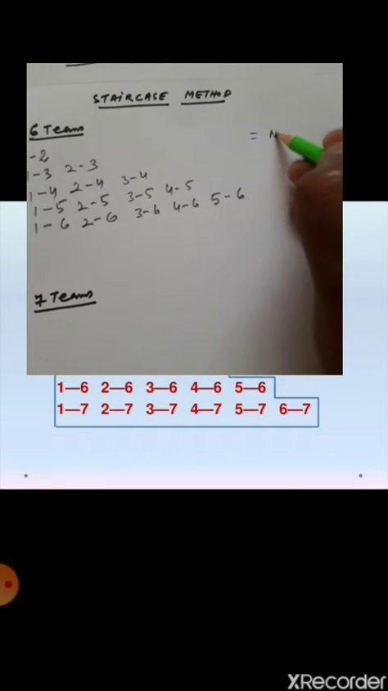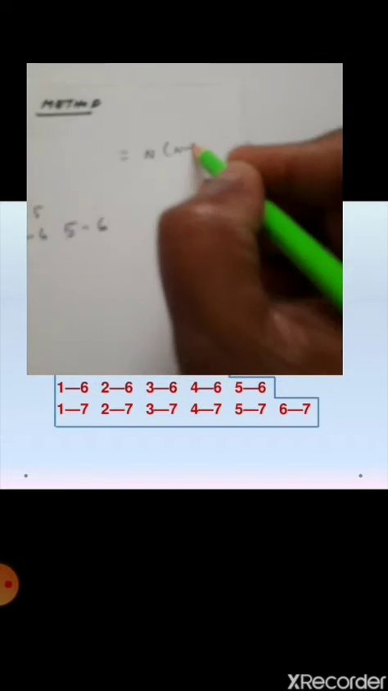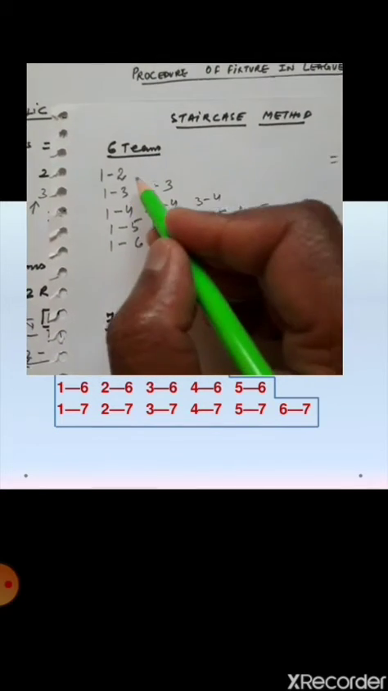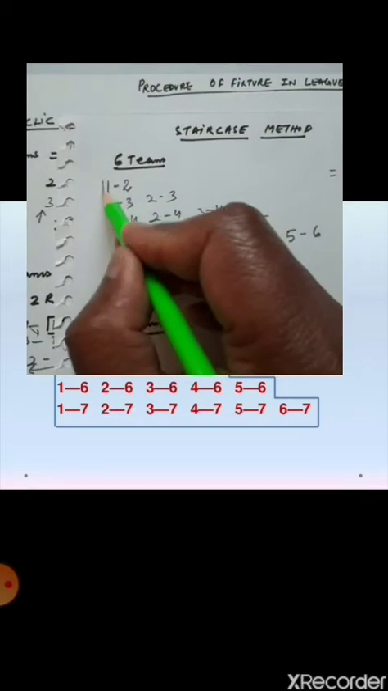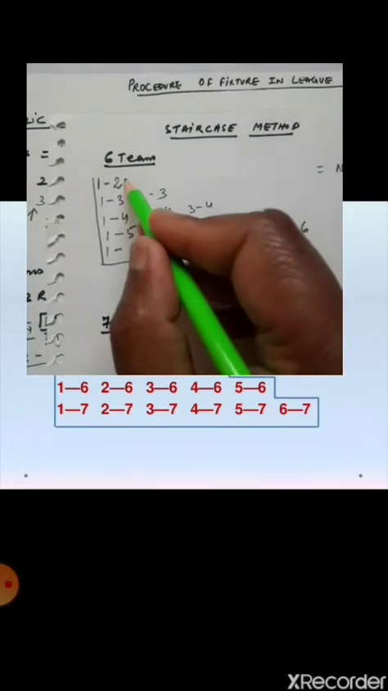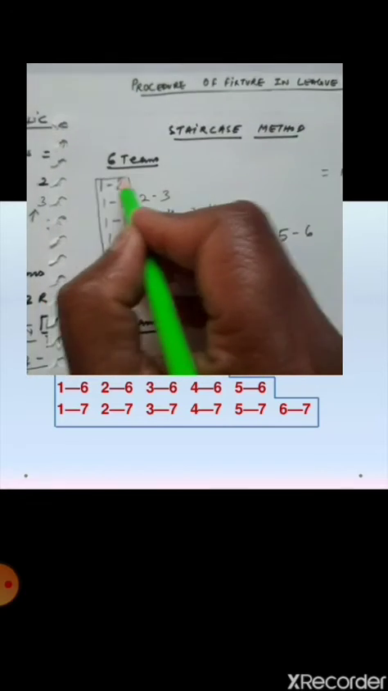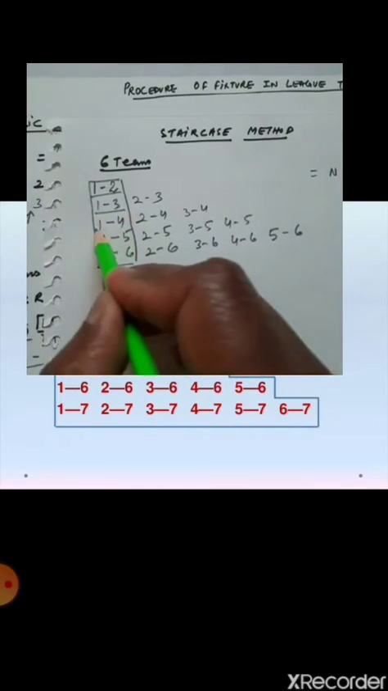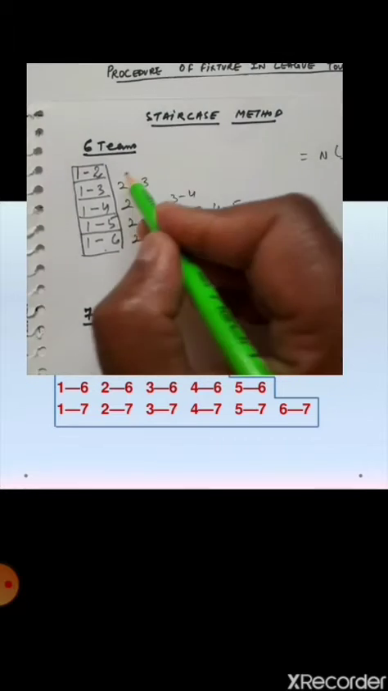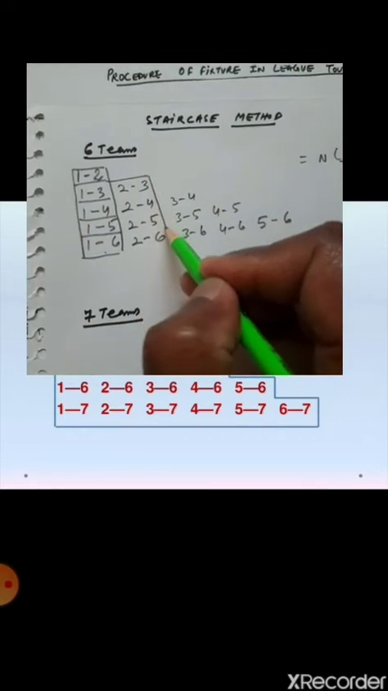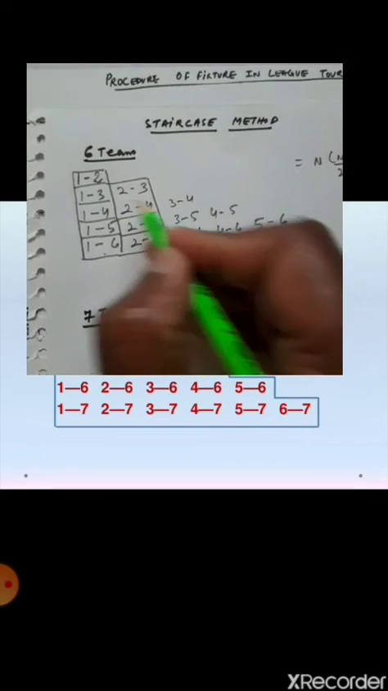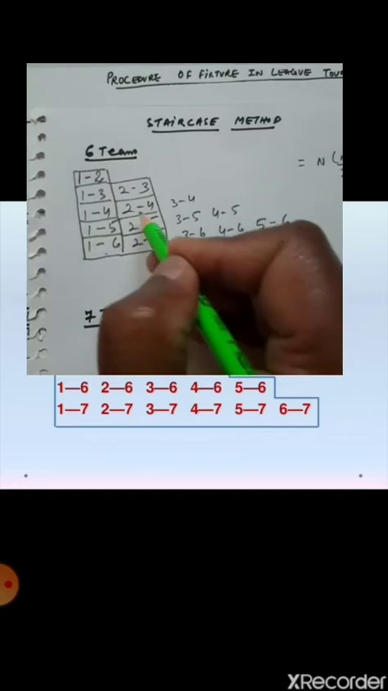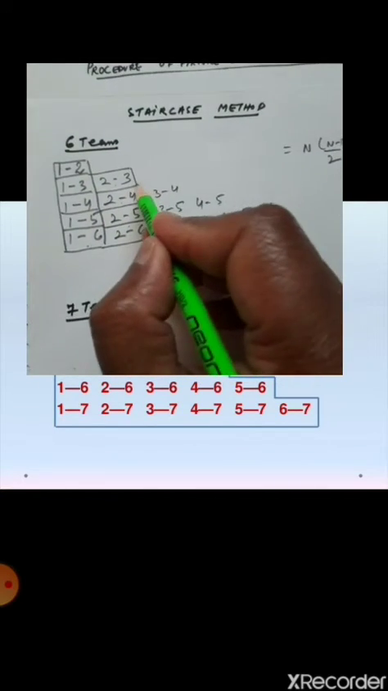Yes, and we will calculate the matches. It is n minus 1 upon 2. So when there are 6 teams, every team will play 5 matches. Yes, team number 1 has played 5 matches here: 1, 2, 3, 4, and 5 matches. Now let's see team number 2, how many matches team number 2 has played. All right, here team number 2 has played 1, 2, 3, 4, and 5 matches here. Now let's see team number 3.